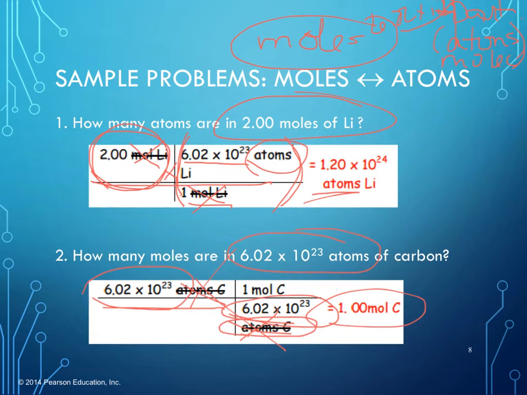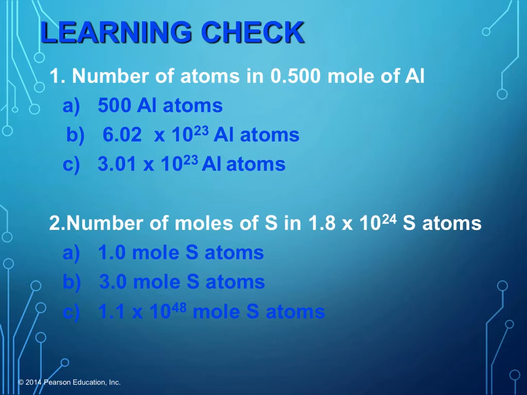So here's a little memory trick to remember. When your given or starting information is in moles, it will always be a multiplication problem. If the given information is in any unit other than moles, in this case atoms, it will be a division problem. So that's just kind of a cool little memory trick.